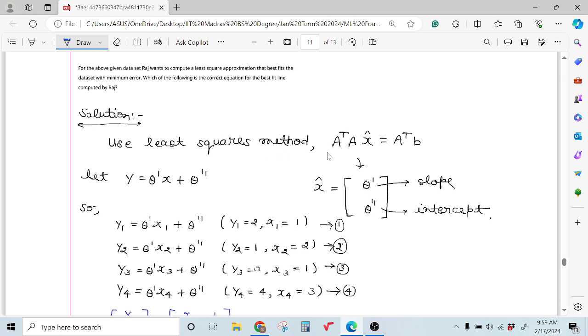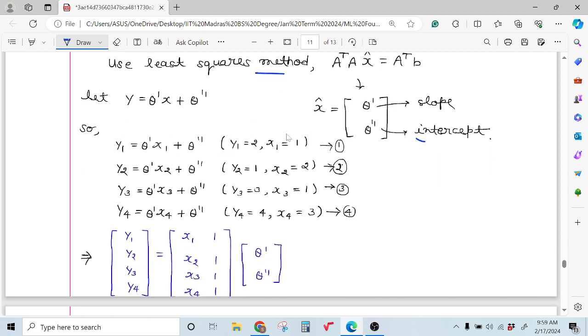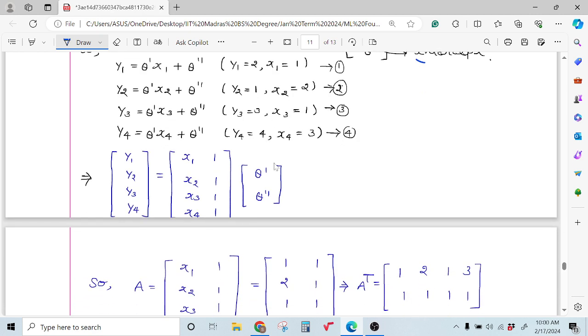For the least square method, A transpose A x is equal to A transpose B. First we assume the best fit line is y equals theta prime x plus theta double prime, where theta prime is the slope and theta double prime is the intercept. We write down the equations using these 4 points, and convert these 4 equations into matrix form.